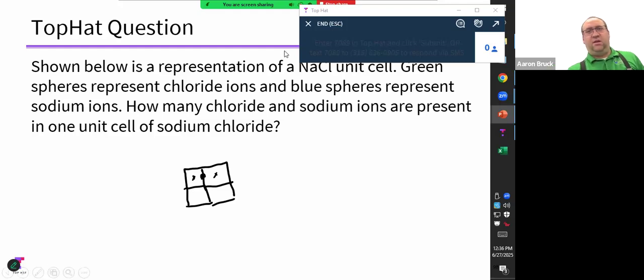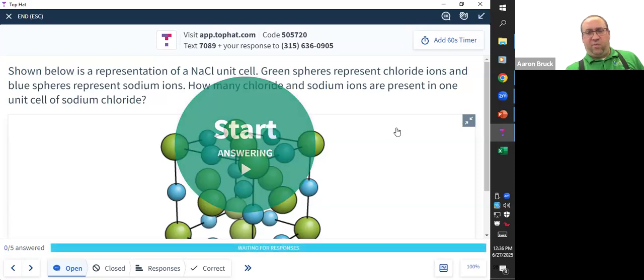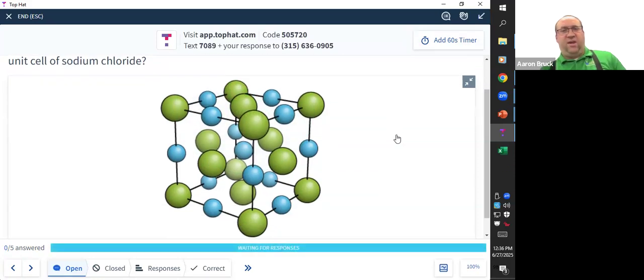So the edges are shared 4 ways. How many edges do we have? 1, 2, 3, 4, 5, 6, 7, 8, 9, 10, 11, 12. So 12 edges divided by 4 shares, that's 3. But we can't forget about this one that's stuck right here in the middle as well. That one's not on an edge, that one's in the body. So 3 from the edges, 1 from the body is 4 for sodium.